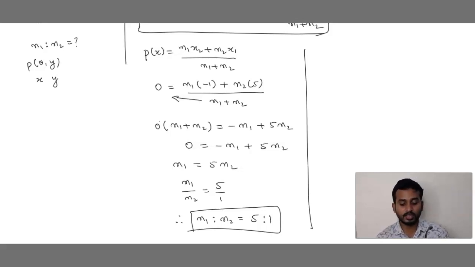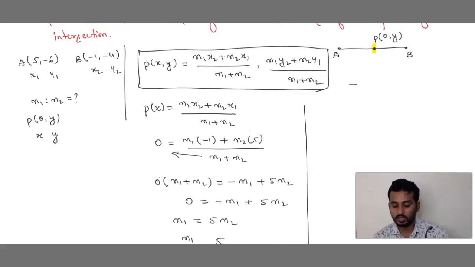What is the second question? We have to find the coordinates of the point of intersection. You can see here we have to find the x and y values. How to find the values of x and y?